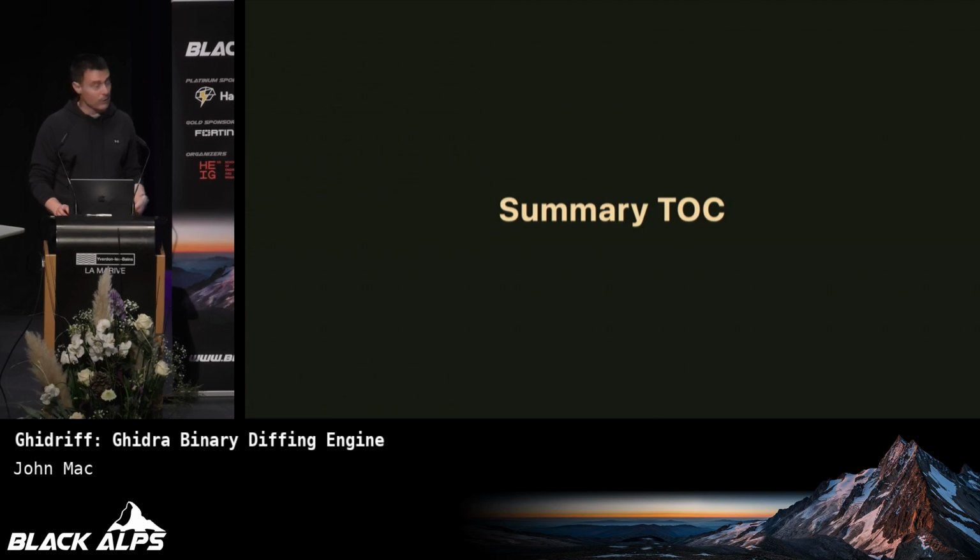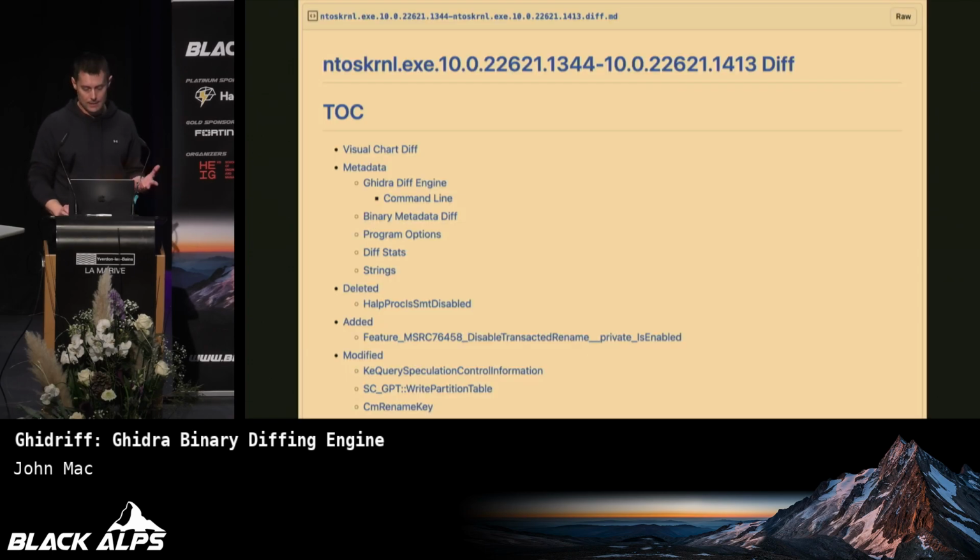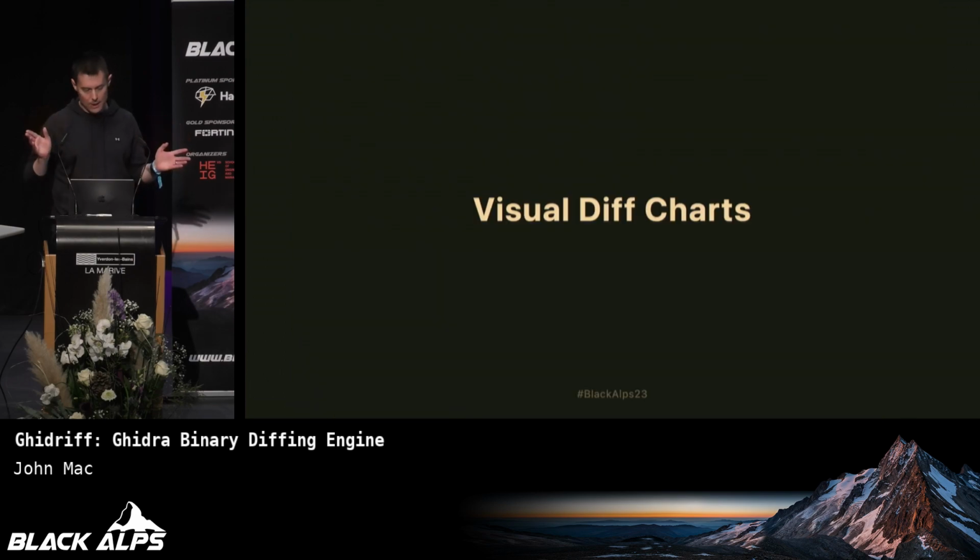So if we take a look at the summary table of contents that it produced, you can see here this is a diff of the kernel. And you can kind of see, we'll jump through all these. That table of contents gives you that high-level picture. A quick look at what's changed.